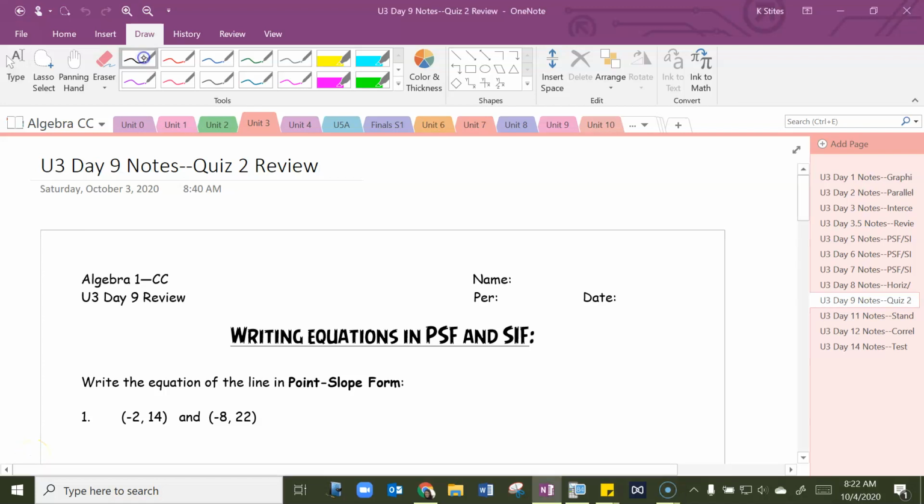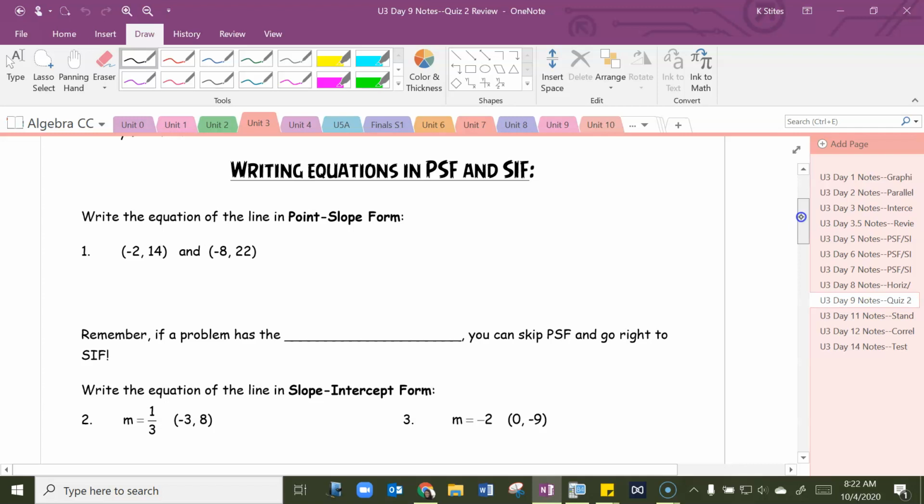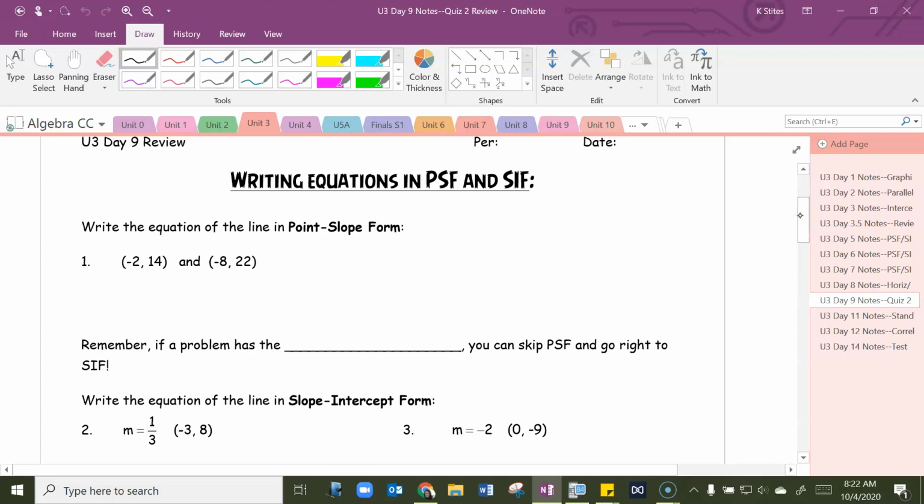Hello, Algebra 1. Today we are reviewing for our quiz, so let's get started. We are going to run through each of the topics you should see on your quiz. First, we're going to talk about writing equations in point slope and slope-intercept form.